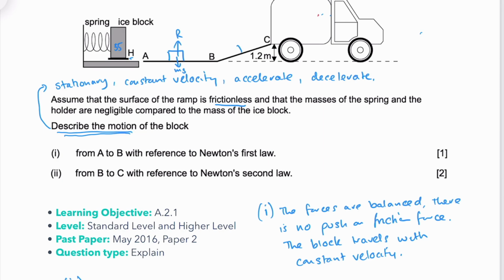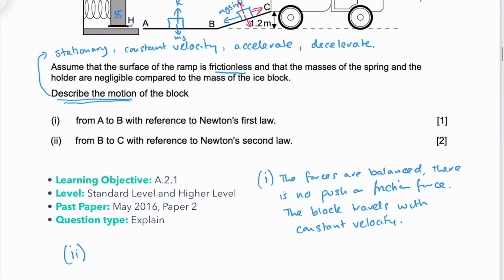Let's have a look at the block on the slope. The slope has a force acting down it of mg sine theta. The surface is frictionless, so there's no friction to add in here. Forces this way are balanced. So there is an unbalanced force, but it's acting down the hill. With that in mind, there is an unbalanced force acting down the slope.